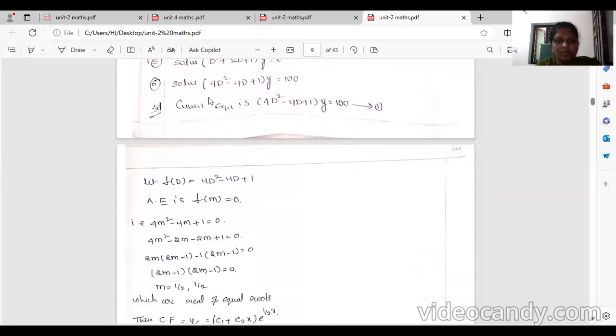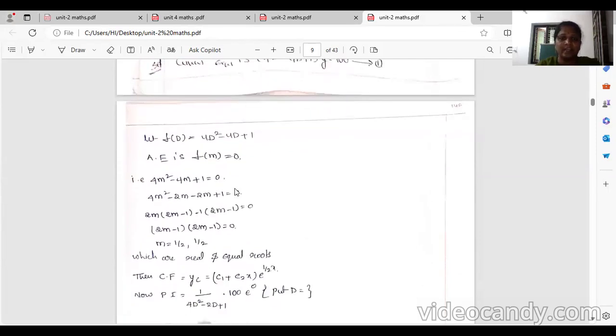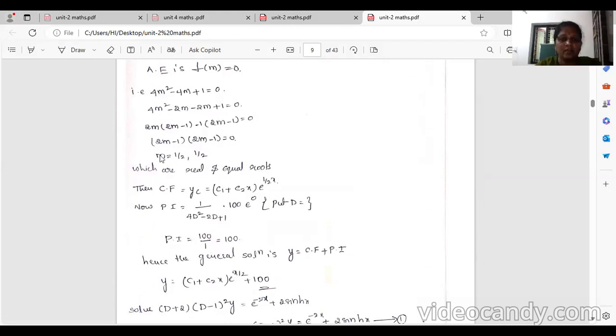Next, solve (4D² - 4D + 1) y = 100. Here the right hand side is a constant term only, so it can be given in operator form. Auxiliary equation f(m) = 0: 4m² - 4m + 1 = 0. The factors are (2m - 1)(2m - 1), so m = 1/2, 1/2, which are real and equal roots. Then the complementary solution is (c1 + c2 x) e^(x/2), since there are two roots and two constants.